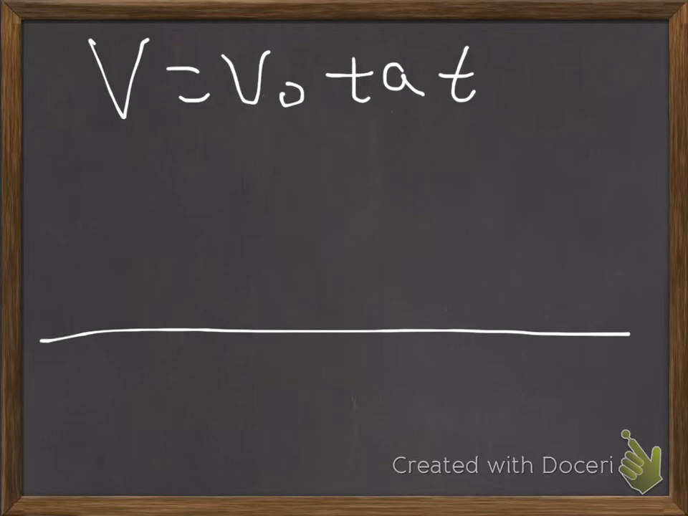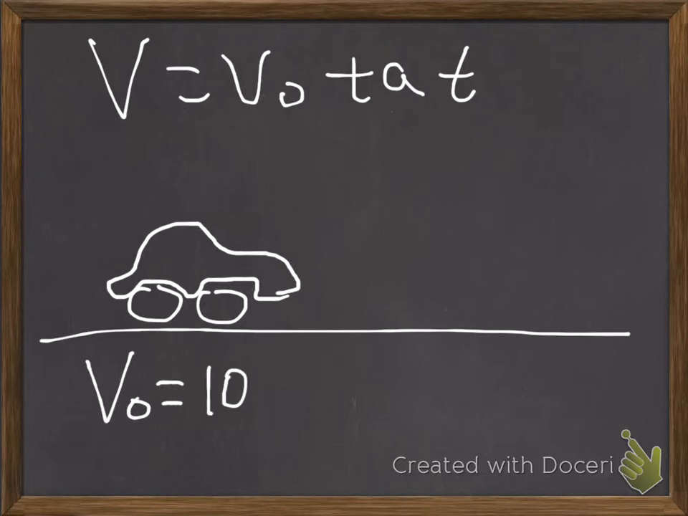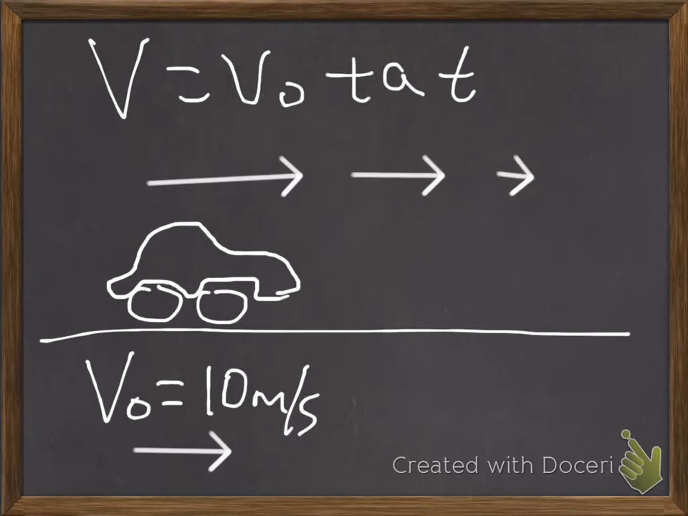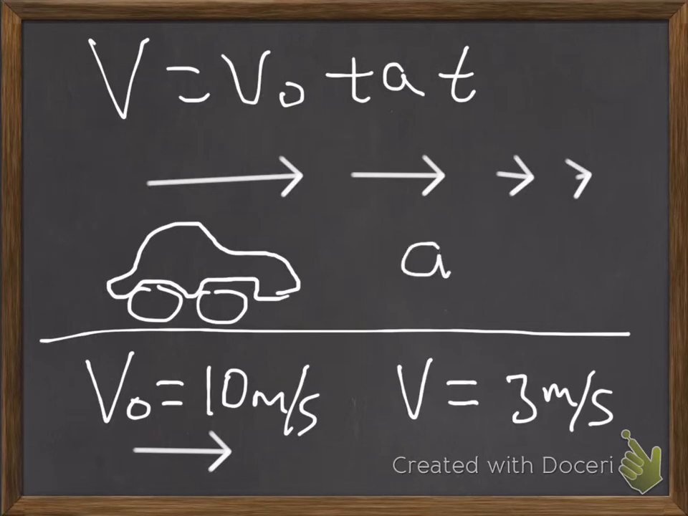Alright, so this is our problem here. We've got a car. It's moving at an initial velocity of 10 meters per second to the right. Then it's going to start slowing down. So it's moving to the right, but then it's going to start slowing down. So it's going to get slower and slower. And I'm going to say that its final velocity is 3. So we went from 10 meters per second to 3 meters per second. And our acceleration, I'm going to say, is minus 1 meters per second per second.